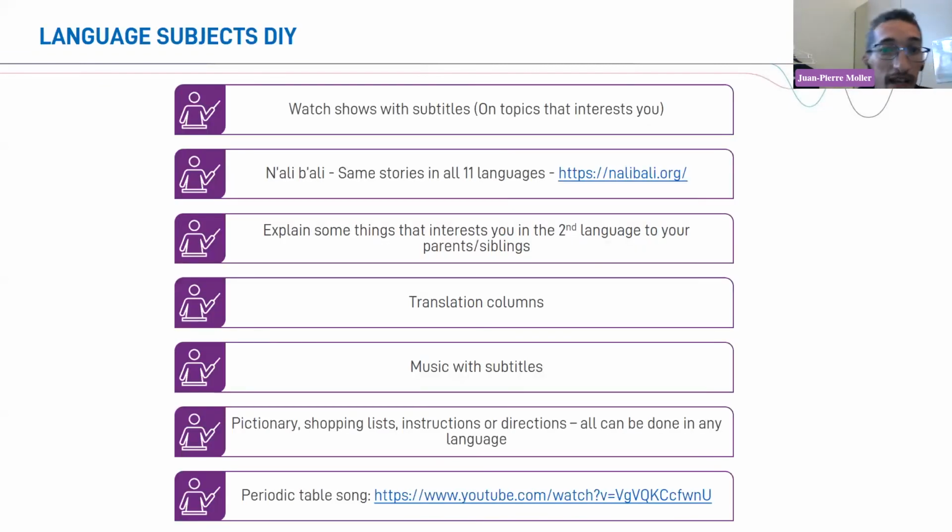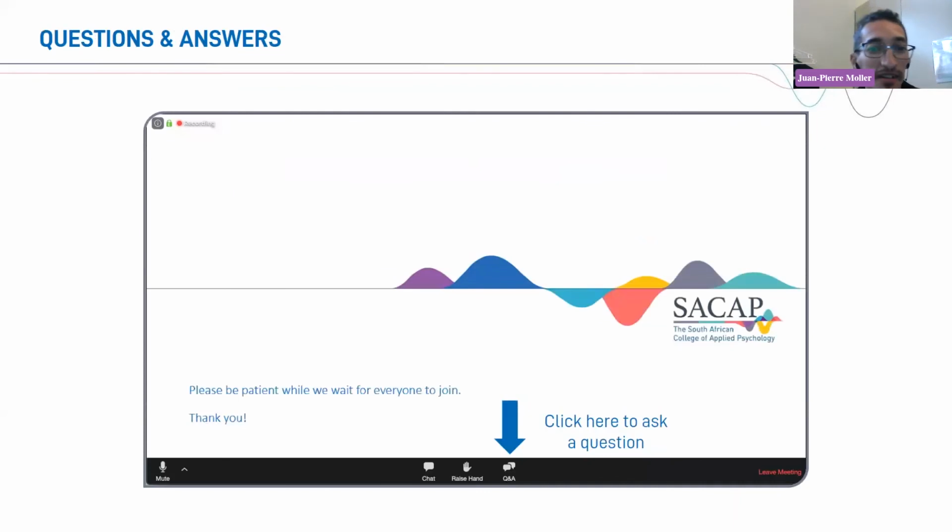So for language subjects, you can give them Nalibali to read stories, watch shows with subtitles, but on topics that interest them. Don't tell them to watch alone if they don't like it. Okay, translation columns will help. So on the one side, you put all the question words in English, and on the other side in Afrikaans. So the translation. Music with subtitles so that they can dance with the songs and the visual cues. Pictionary, shop list to remember, you can do in all languages. Next slide.